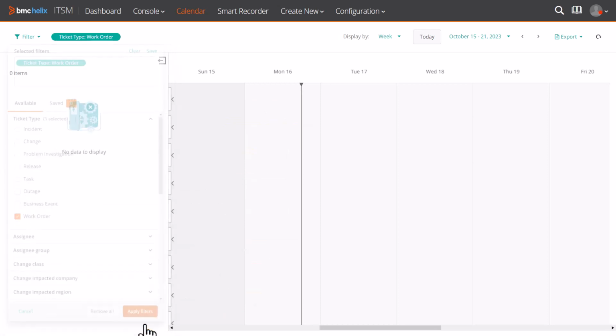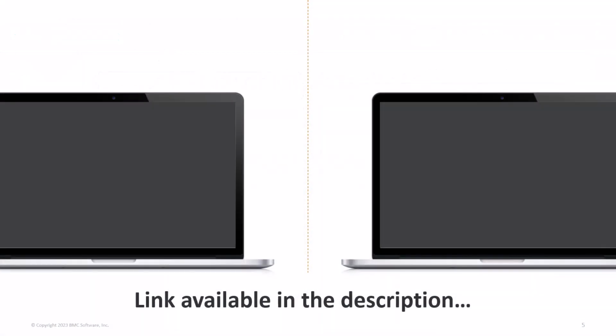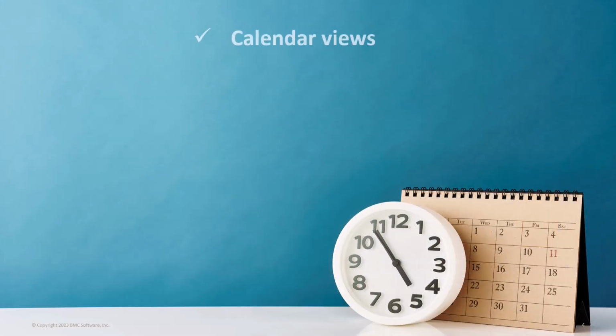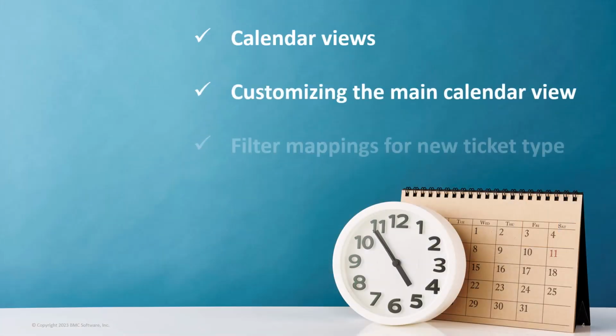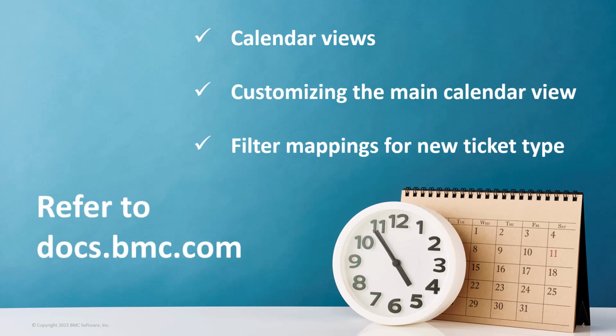To add a custom ticket type to the calendar, and to add a new calendar configuration, refer to the video links provided in the description section of this video. This way you can customize the main calendar view for your requirements. You can also refer to the documentation available in docs.bmc.com for further product information.